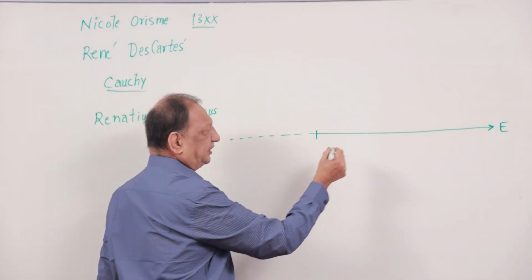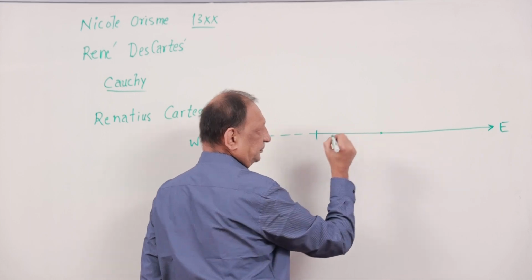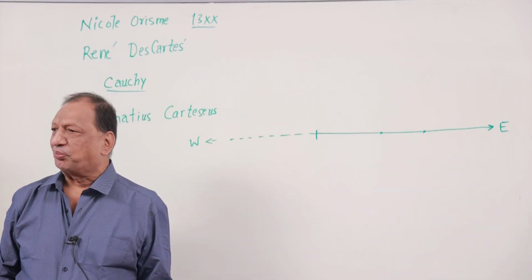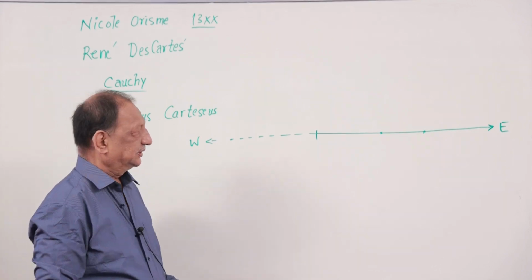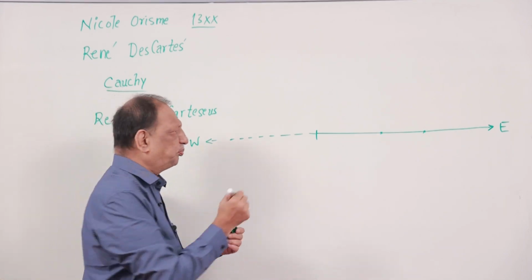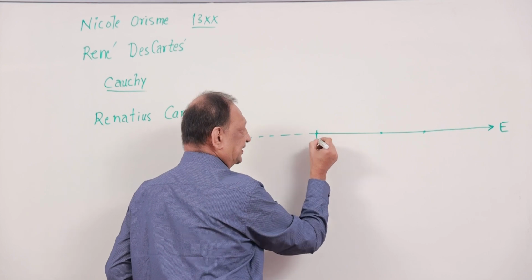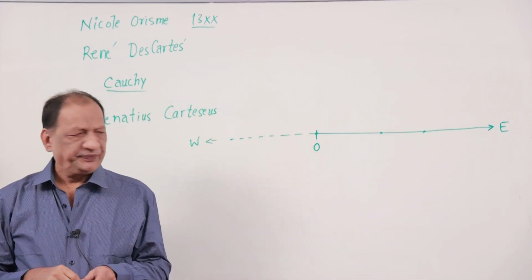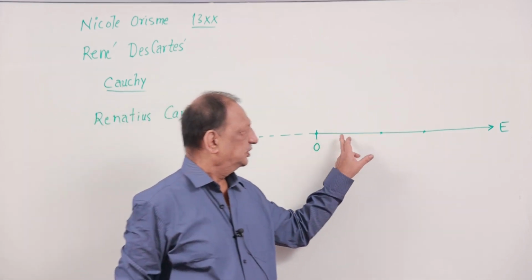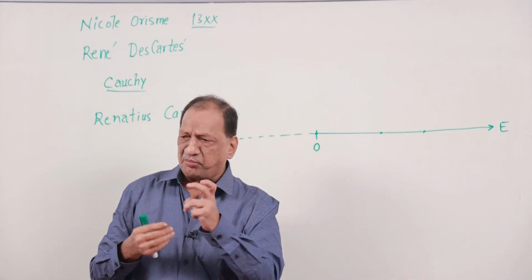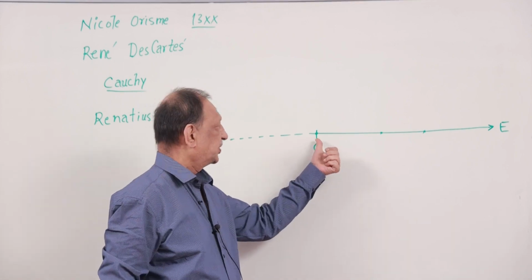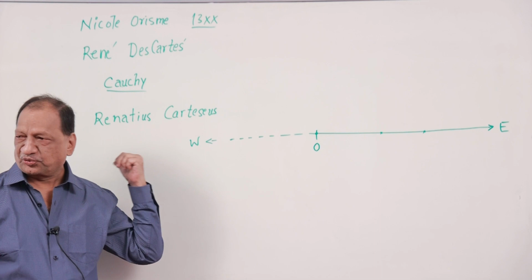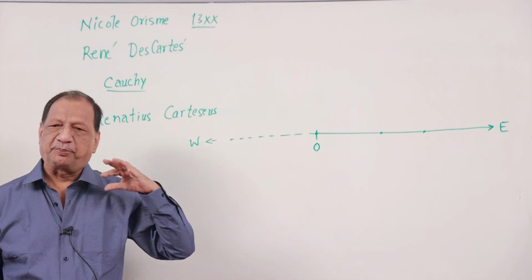Now, any point on this line, on the plane, can be used to represent a real number. Assuming that one point on that line is taken as 0, 0 is the additive identity. Positive numbers are positive distances towards the east, and negative numbers are negative distances towards the west. So that's how we represent that.